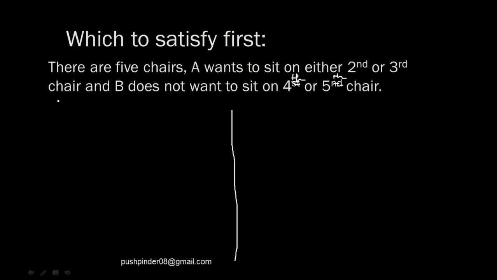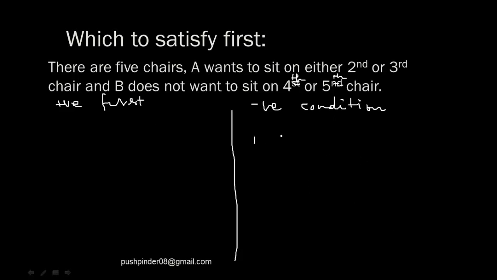Let us satisfy the positive condition first here, and in another scenario let us satisfy the negative condition first, and see which one is giving us a more efficient answer, right? Let's see which one is more efficient. So let's satisfy the negative condition first. Now A wants to sit on either the second or third chair, and B does not want to sit on the fourth or fifth chair, right? So let's see that.